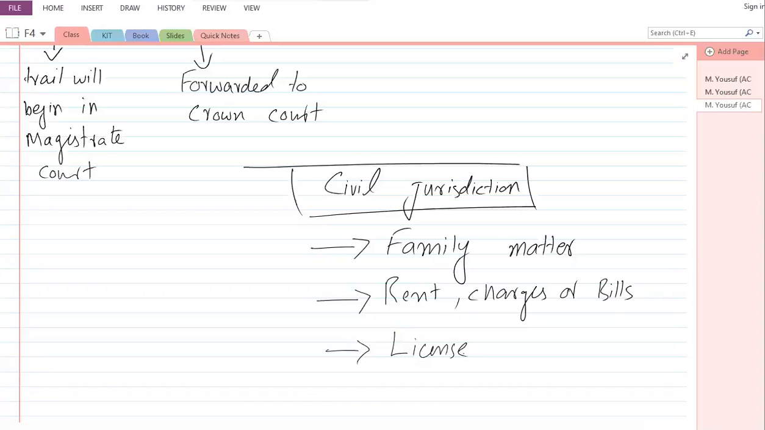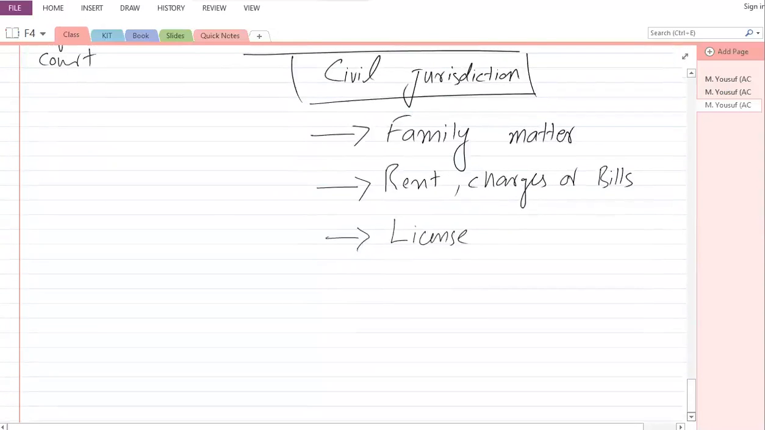but these are only civil cases. So there are only three civil cases that are tried in magistrate court. No other civil case is heard in magistrate court. So I'm hopeful that you would be clear on it.